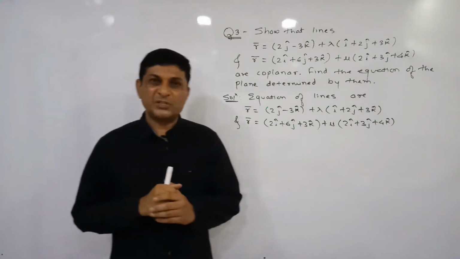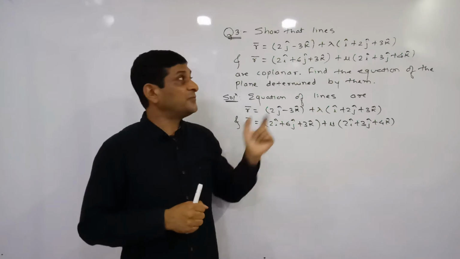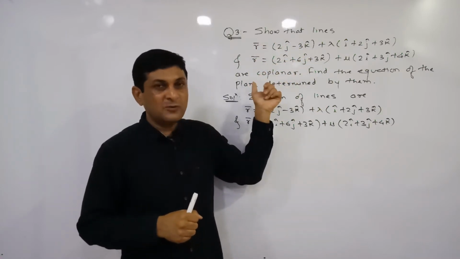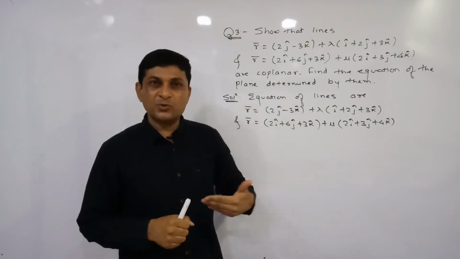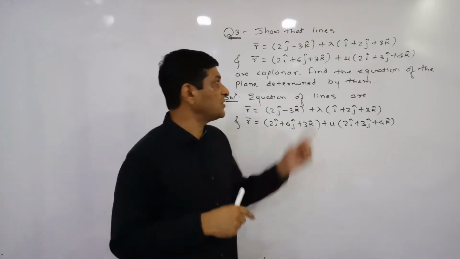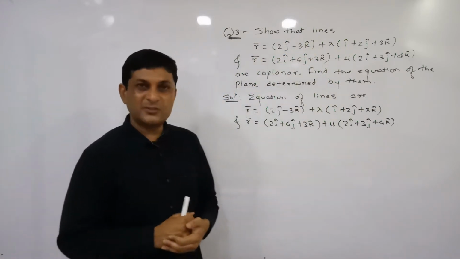Now see in question number 3, equations of two lines are given to us. In the first part, we have to show that these two lines are coplanar. And once we are able to show that the lines are coplanar, then we have to find the equation of the plane determined by them, meaning the equation of the plane determined by these two lines.